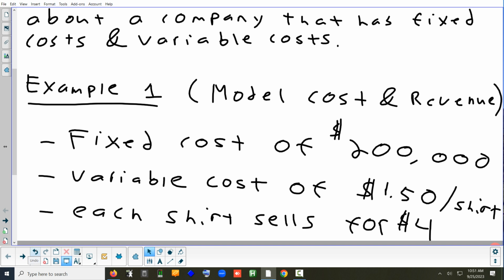So where we're going with this is, if they sell a certain amount of shirts, they will make back their fixed cost, and then they'll start making money. So we want to figure out how many shirts this company has to sell before they start making money. Maybe the $200,000 was all the equipment they had to buy to make the shirts. But once they buy the equipment, they have it. Now they can just use it.